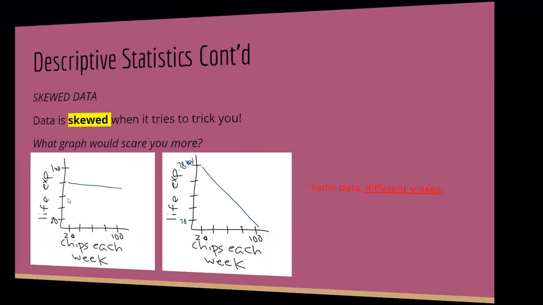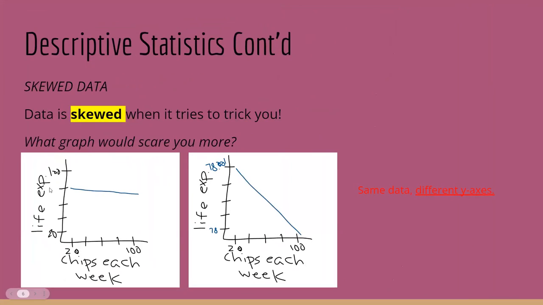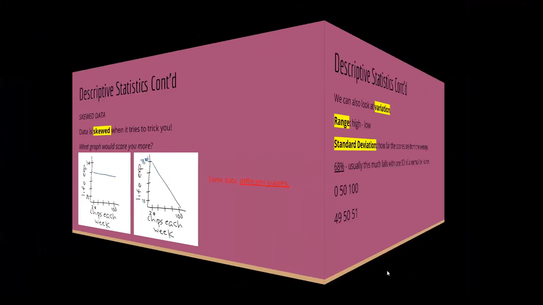Oops, I can't draw anymore. We start at 0 right here, and it goes all the way up to 100. But here, the graph starts at a little bit below 78, and then all the way at the top is just 78.001. It's a way smaller area that's shown for the y-axis, so that makes it look like the slope of the line is way bigger. That is skewed data. So that's something we have to be careful about. Same data, different y-axes. You might want to remember that.